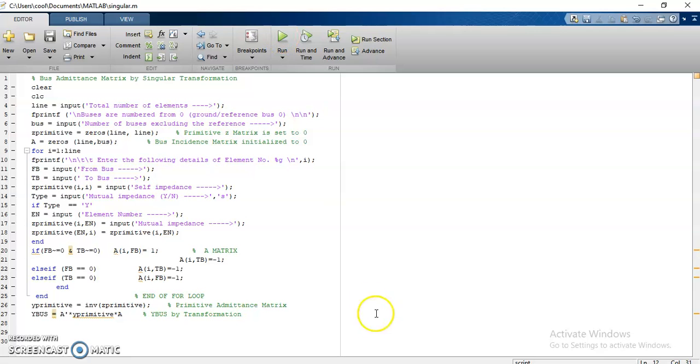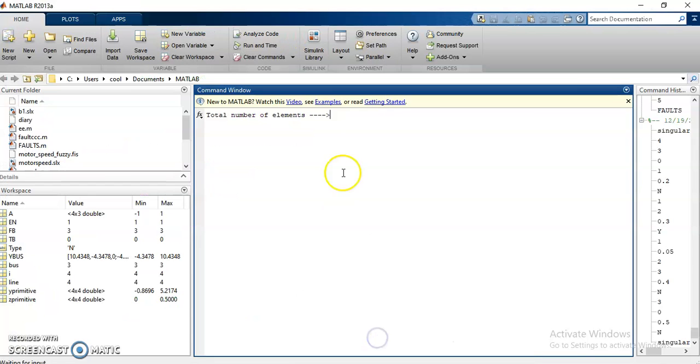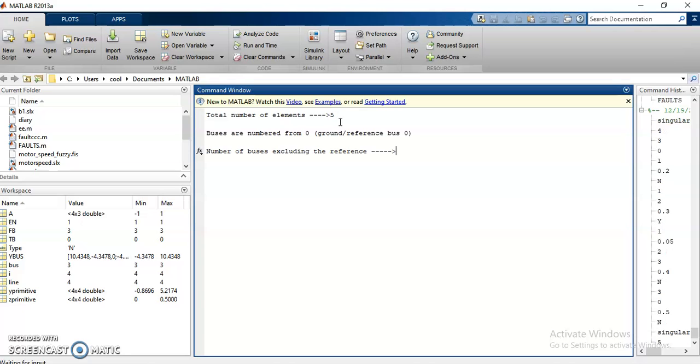Okay, let us see the second problem. Just I'll run this. It is asking the total number of elements. As per the problem, total number of elements are 5. And as per the diagram, how many buses are there? 4 are there. If you remove the reference, how many will it be? 3. Now element number 1 is in between 0 to 1, as they have given.